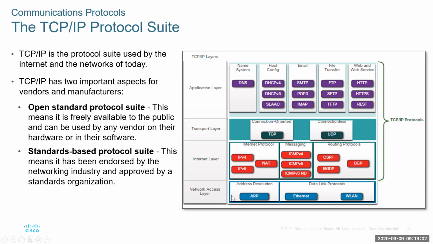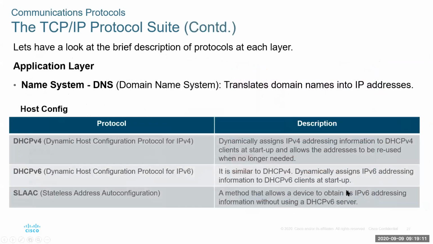Network access layer, this is where you're going to have your address resolution, ARP, and your Ethernet or your wireless connections that are going to come through there. So I won't go too much into this as we get further in, but when we talk about DNS, this is your domain name. This is what's going to translate your name to your IP address. DHCP, v4, v6, those are how you can get automatic IP addressing so that you don't have to manually configure everything. And then you also have SLAAC, which is available in IPv6, which is stateless address autoconfiguration.